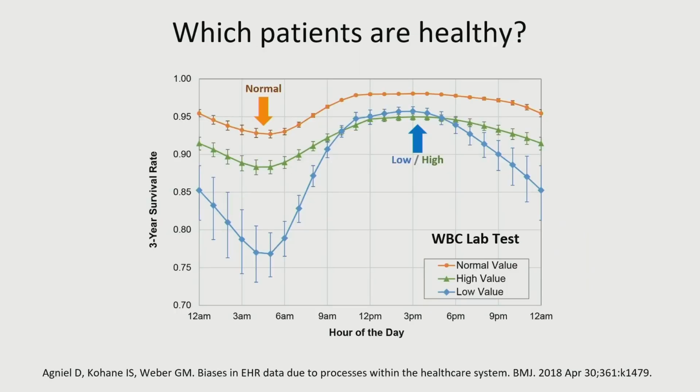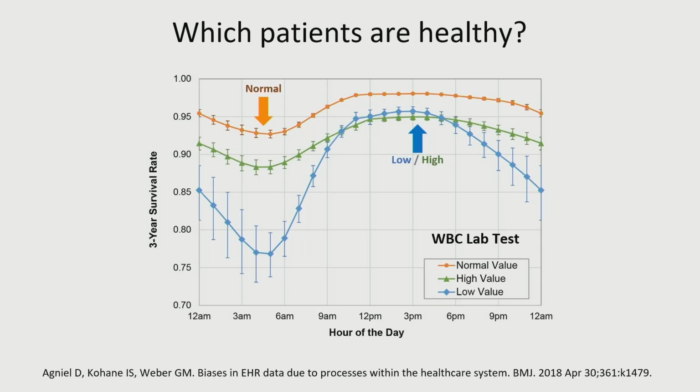And then the last question I'll ask to the EHR is which patients are healthy? We saw before just asking, does a patient have one visit? And you might think they're healthy, but those are actually patients who are not at your institution. Another thing I can look at is laboratory tests. So this study showed that patients with a normal white blood cell count at 3 in the morning have lower survival rates than patients with an abnormal white cell count in the afternoon.